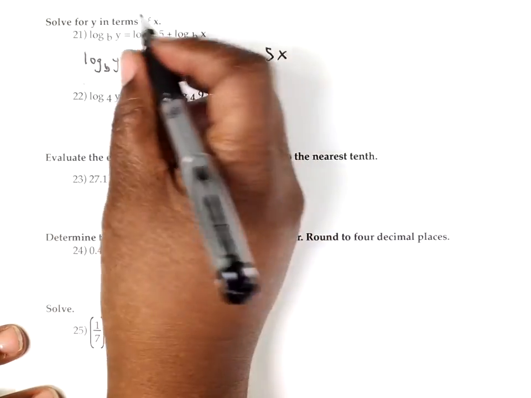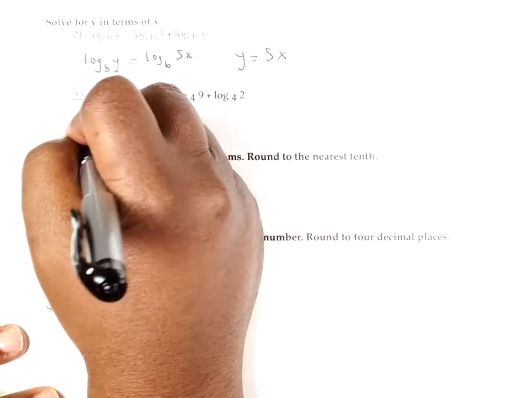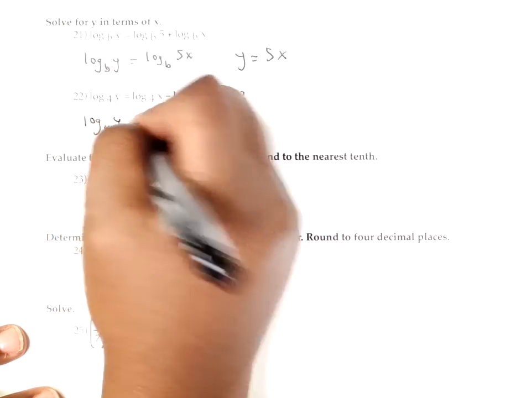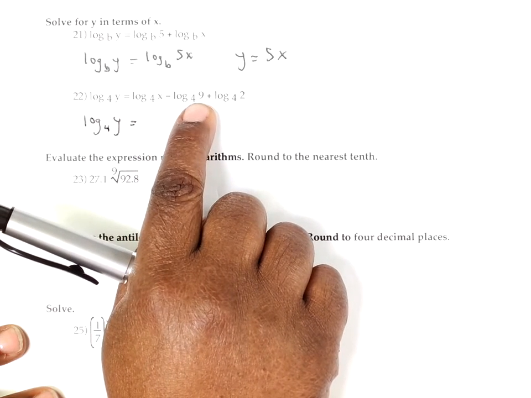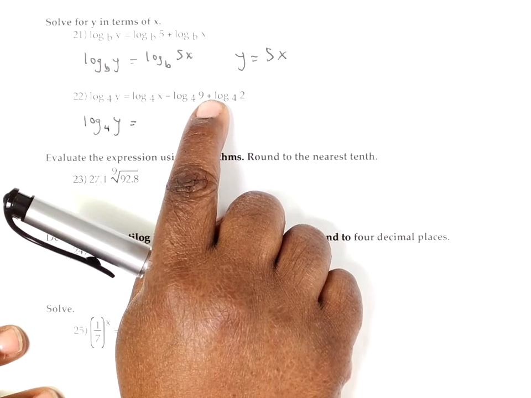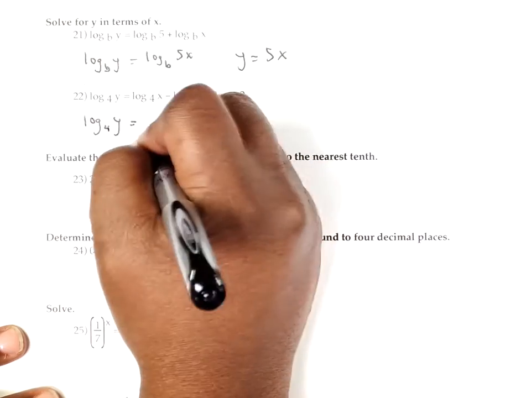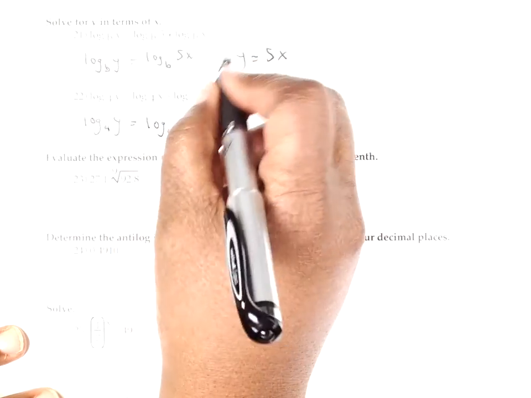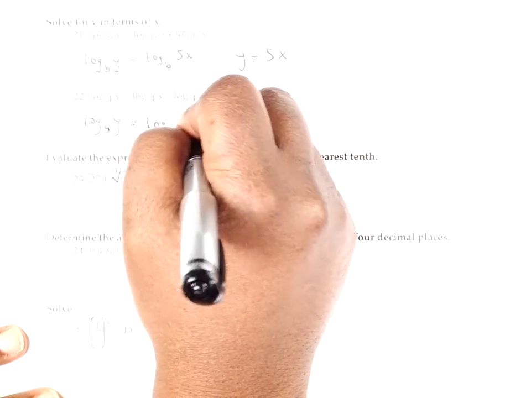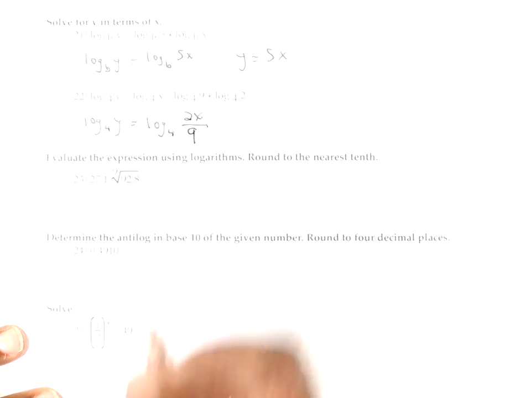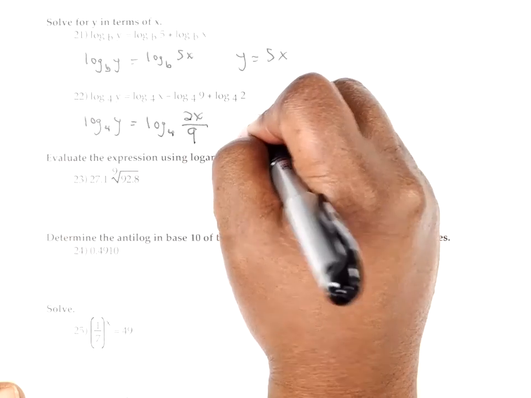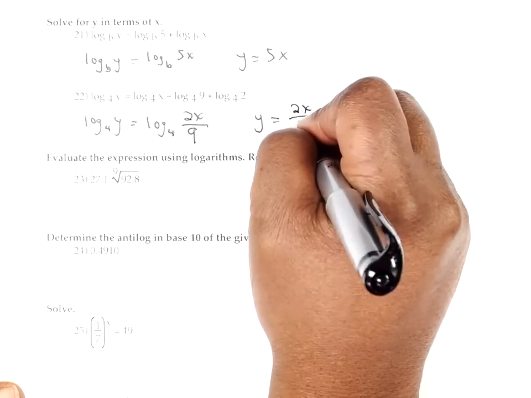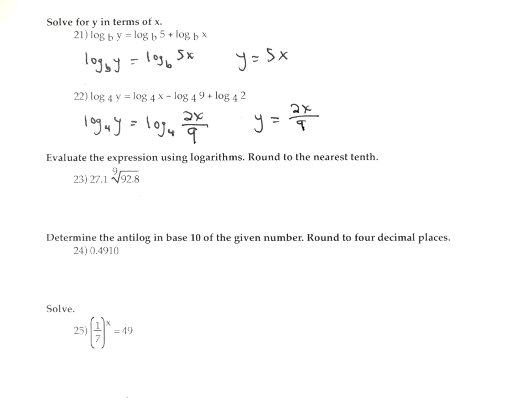For 22, again, I can put these together. So I have log base 4 of y equals, so I have an x. That minus means that this term, the 9, is going to go on the bottom. And then that's plus for the 2, so that also goes up top. So I'm just going to put it together. Log base 4 of x times 2 on top, so 2x, and then the 9 is on the bottom. So again, they're both log base 4. I can rewrite it with just their arguments equaling each other, and I get y equals 2x over 9.